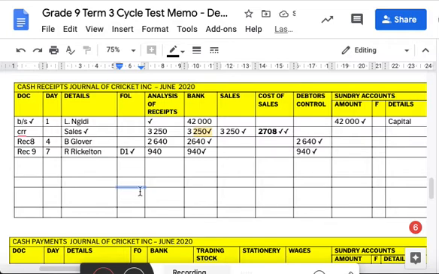Okay, many of you left it blank. Now that we work with debtors and creditors, you need to show the folio, please. Right. Yes, that should be D2. Sorry. Well done, Bryce.